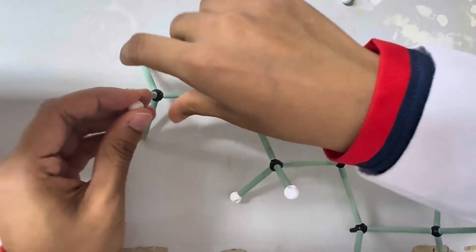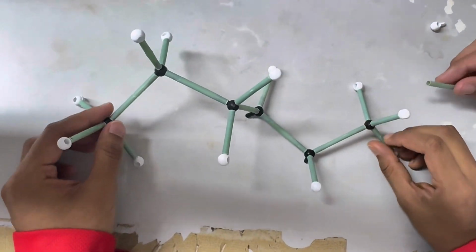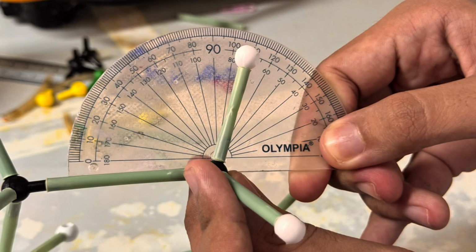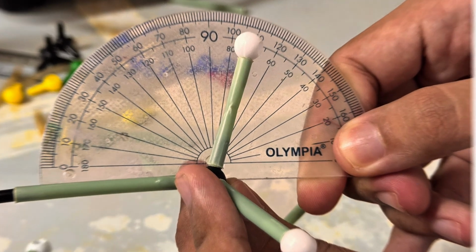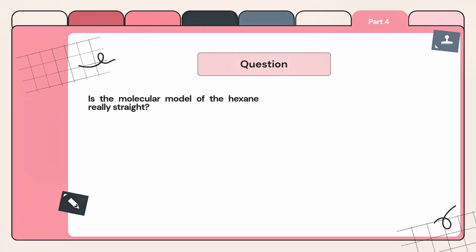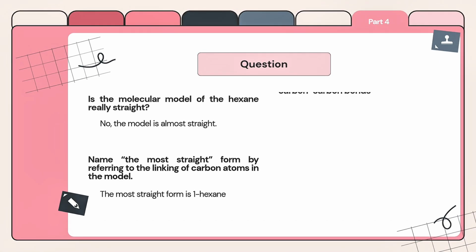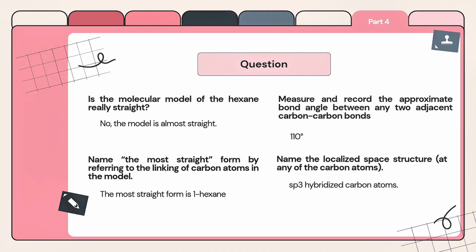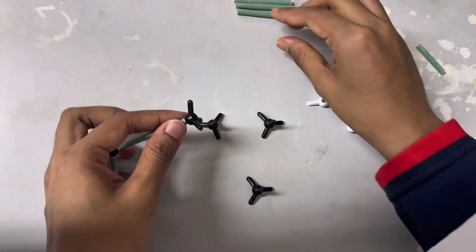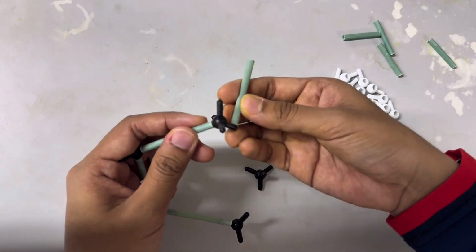Next, a model of hexane was constructed. Then, the approximate bond angles between adjacent carbon-carbon bonds were measured and recorded. Next, a model of cyclohexane was constructed from the hexane model.